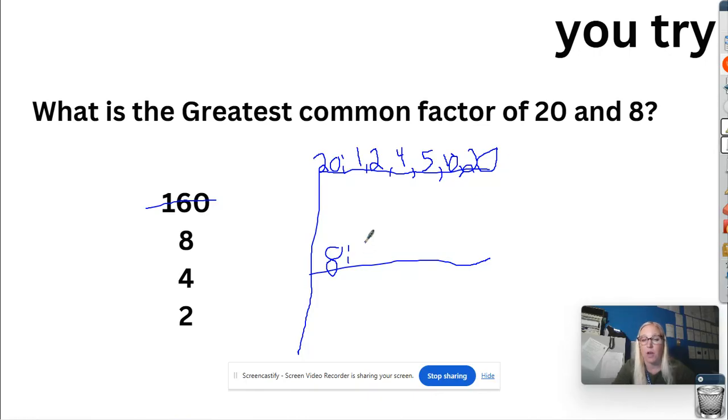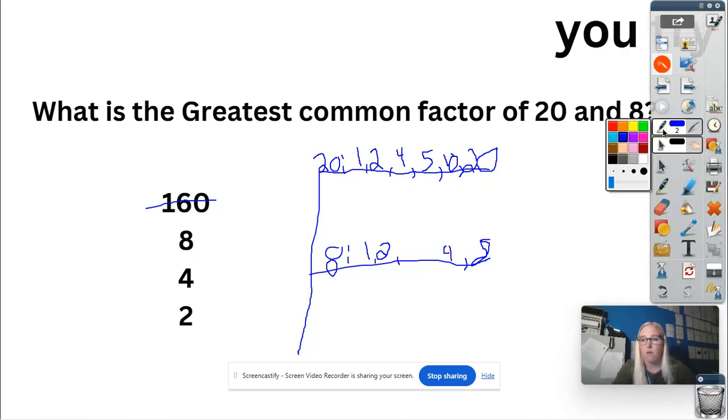Let's do the same thing for 8. 1 times 8, 8 is going to be the biggest factor on our bottom. 2 times anything? 2 times 4 is 8. 3 times anything? No. 4 times 2. Okay, so then we have that loop. We've listed all the factors on the bottom.